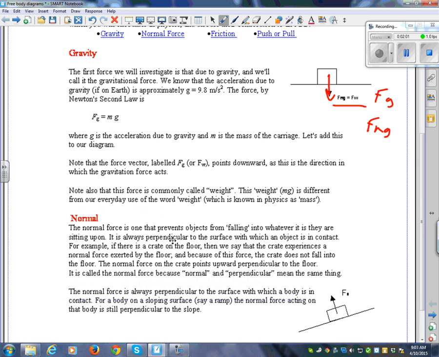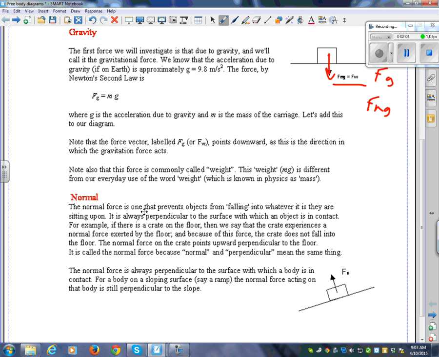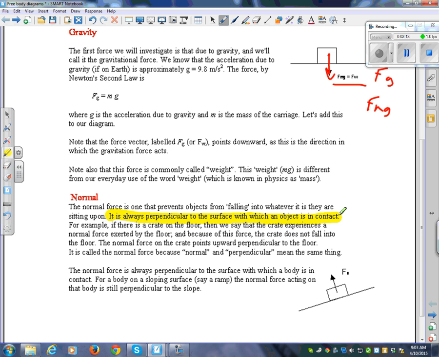There's also the normal force. Now, the normal force is one that prevents objects from falling into whatever it is they're sitting upon. It's always perpendicular to the surface, and that's important. Not so much for you guys now, but for grade 12, because when they're doing questions where there's a ramp like that, the normal force isn't perfectly straight up. When your book is sitting on the table, gravity's down, the normal force is straight up, they're opposite. But on a ramp, which way is the normal force? It's not straight up, it's perpendicular, so it's at an angle. Okay? So, that's important for the future.